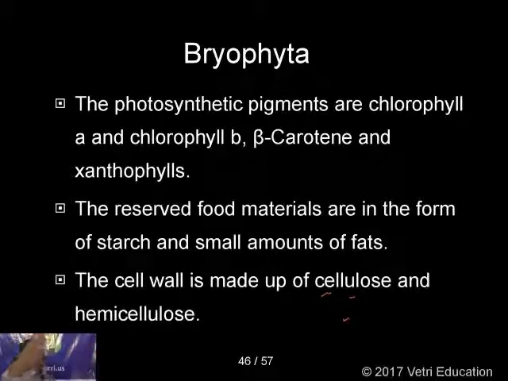And the photosynthetic pigments, because they are green in color, are chlorophyll A and chlorophyll B, beta carotene and xanthophylls. The reserve food materials are in the form of starch and small amounts of fats. The cell wall is made up of cellulose and hemicellulose. So this is the thallus structure and cell structure.